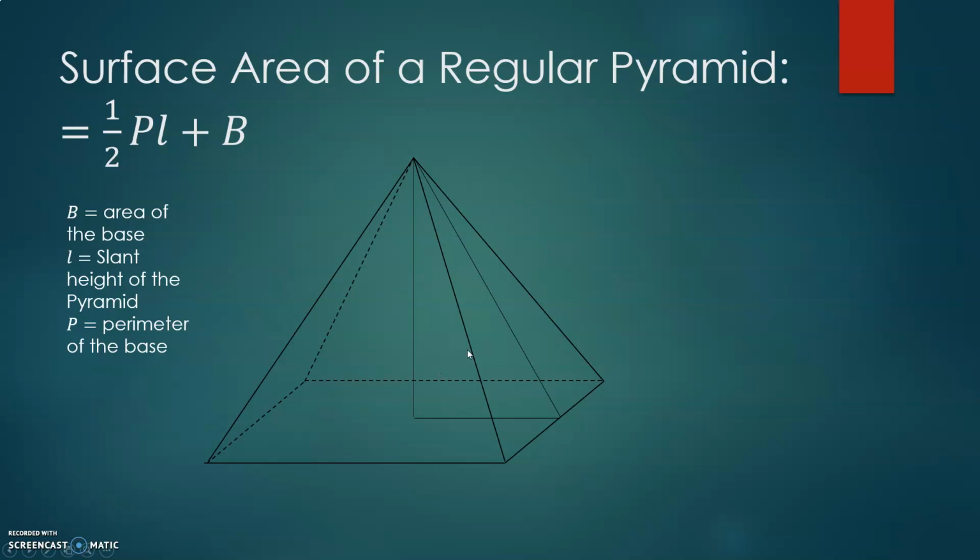So if we look at this regular pyramid right here, we have our base right here. It's the square. It's 5 by 5 by 5 by 5. And then we have our slant height right here labeled as 7 centimeters. So we can figure out all of these things from that. The area of our base we can figure out is just 5 times 5, which is 25. Our slant height is given to us as 7. And then the perimeter of our base would just be 5 plus 5 plus 5 plus 5, which gives us 20.